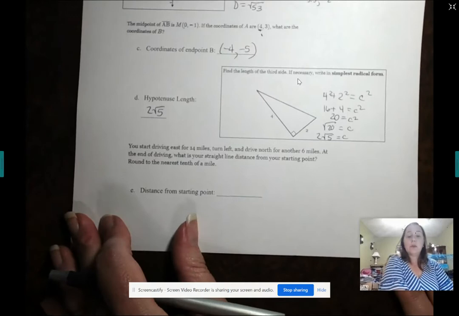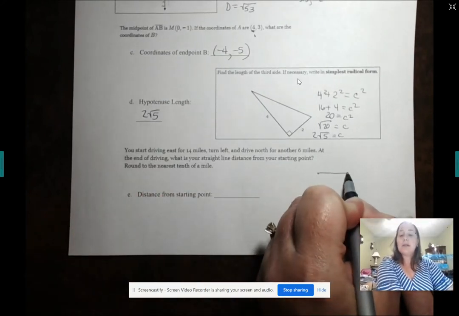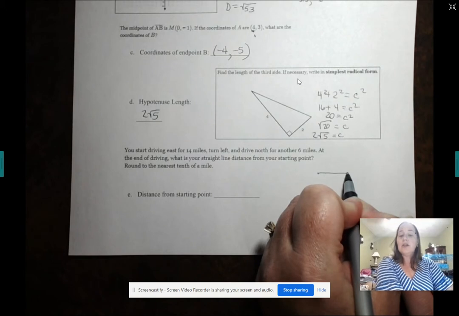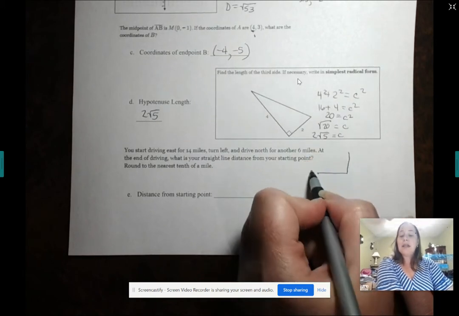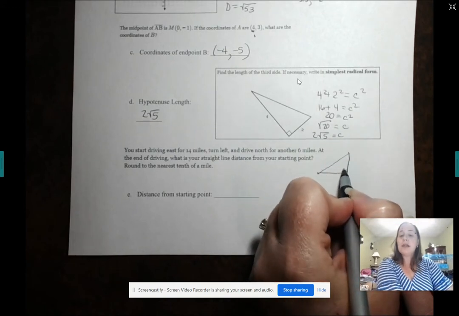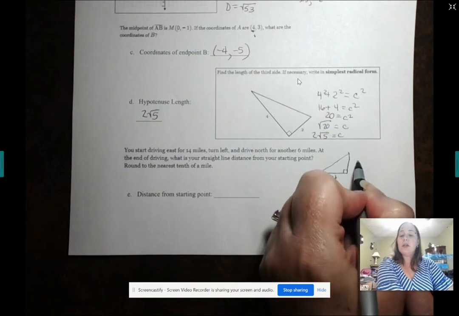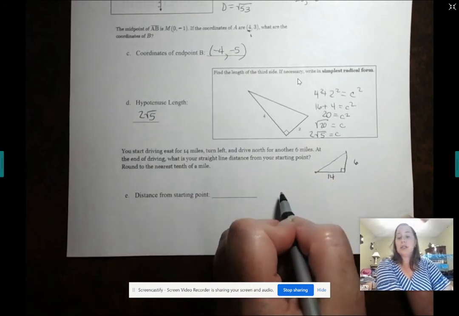And then let's practice a word problem. If you start driving east, so you're here and you drive east for 14 miles, turn left and drive north for 6 miles. At the end of your driving, what is the straight line distance from your starting point? See how that makes a right triangle? So we're going to use 14 and 6 as our legs. And this is giving us permission to use a decimal.